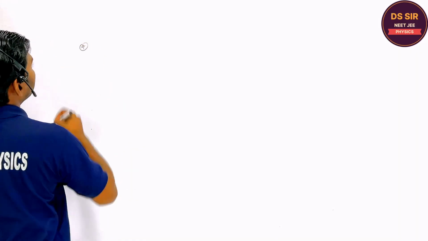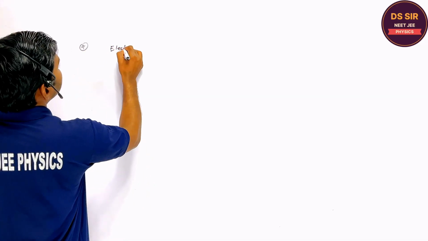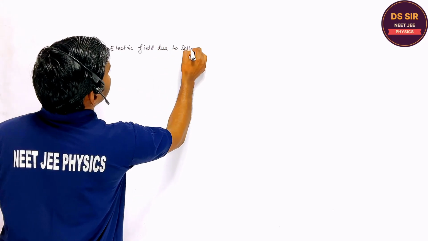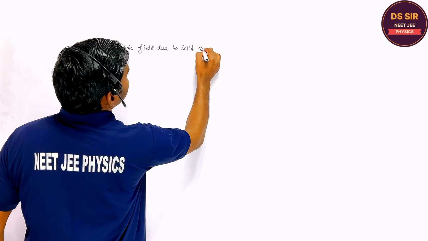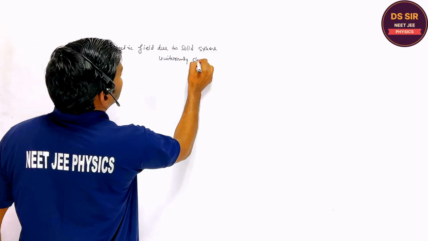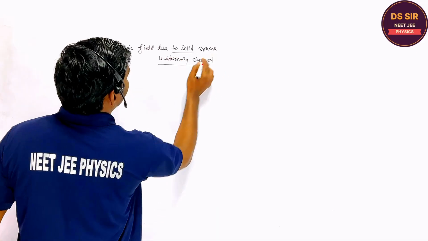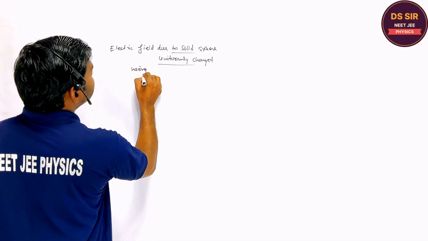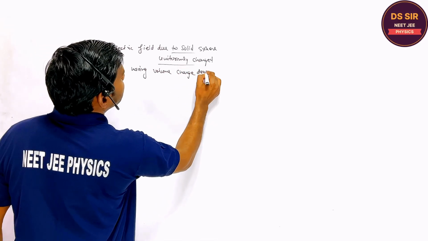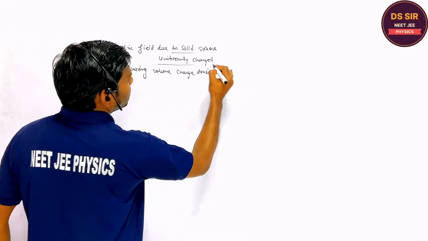So now the next topic is what? The electric field due to the solid sphere. Electric field due to a uniformly charged solid sphere, having the volume charge density rho, right? Rho, meaning rho coulomb per meter cube, is the volume charge density.